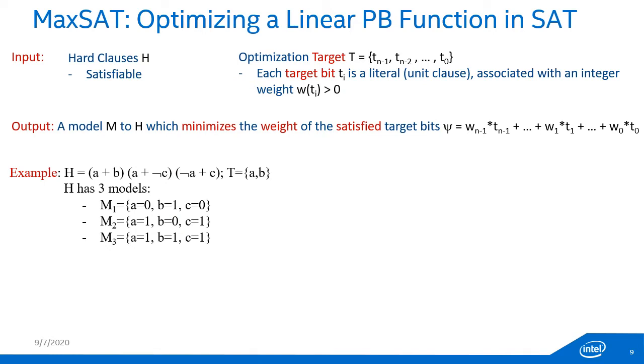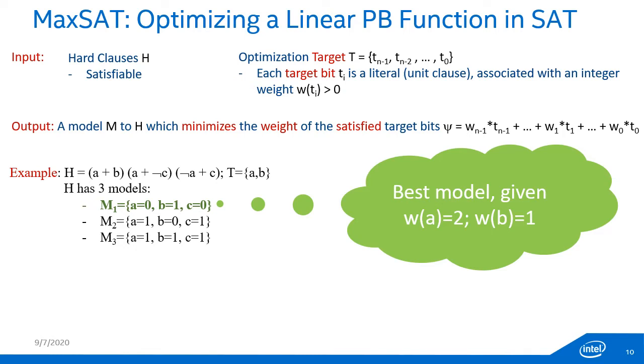So there is the optimization target T here, which consists only of A and B. And given the weights 2 assigned to A and 1 assigned to B, M1 turns out to be the best model because its value is 1, the value of M2 is 2, and the value of M3 is 3. So this is an extension of our example to MaxSAT.